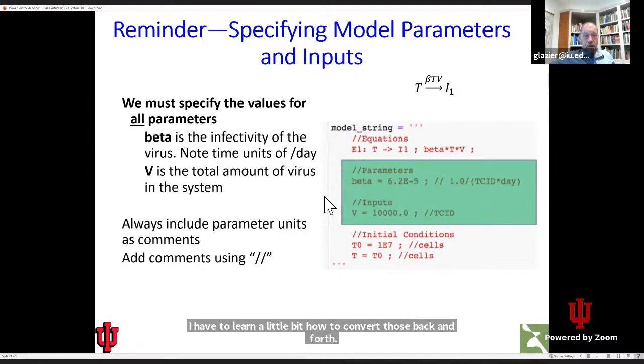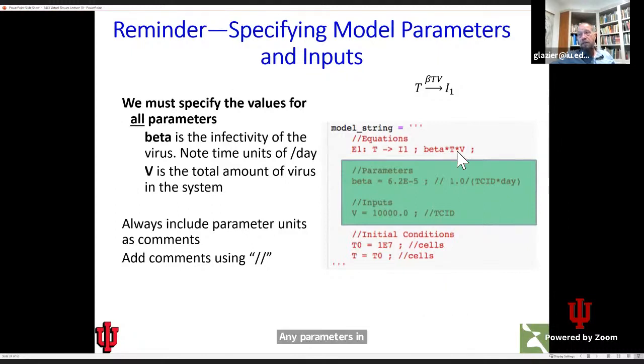Any parameters in the model, beta, V, and so on, have to be specified. If you don't, the parser will choke. Variables don't have to be specified. If you don't specify their initial values, they'll be defaulted to 0. But you should always specify the value.